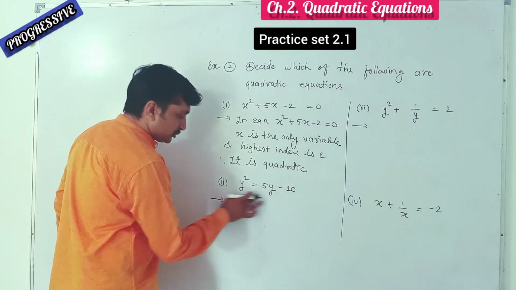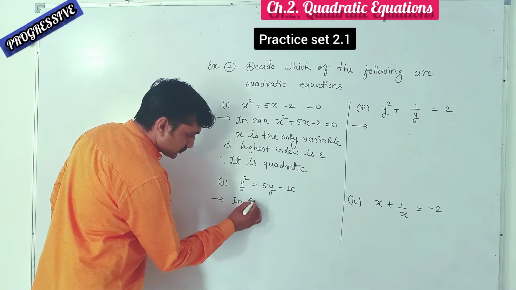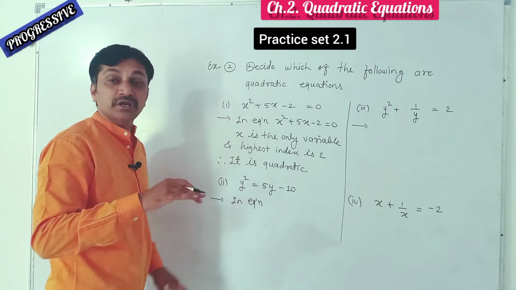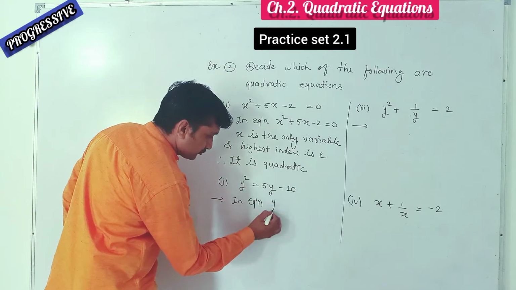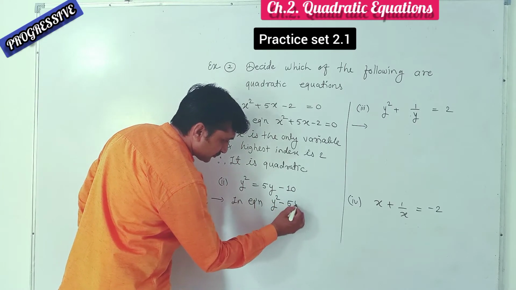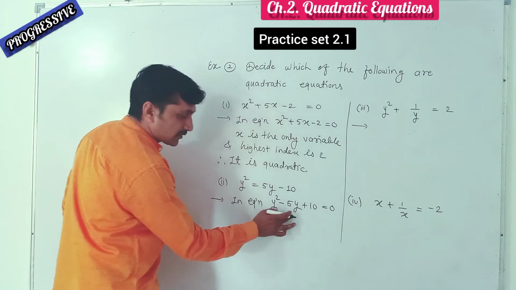Okay, now example number 2. In the equation, now it is not in standard form. If you want, you can write it in standard form. We write it like this: y square, bring these terms to the left side, minus 5y, sign will change, plus 10 is equal to 0. It is standard form now.